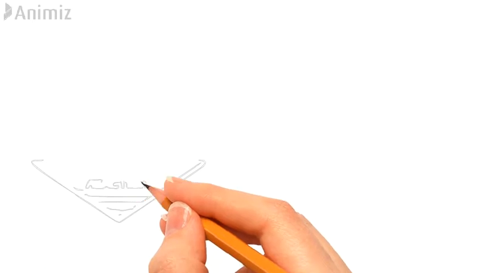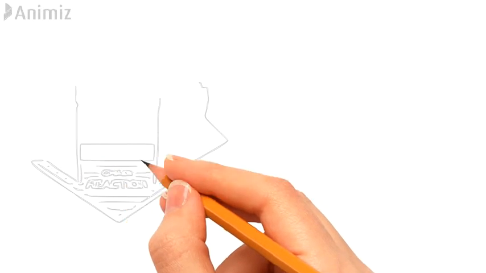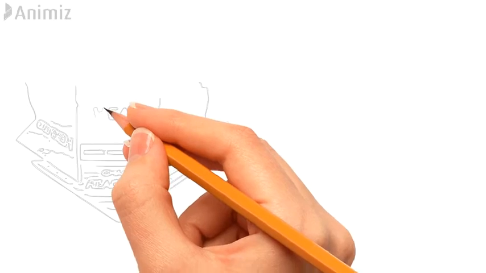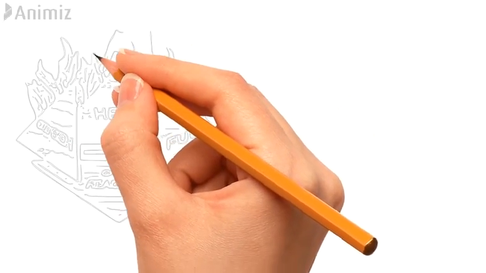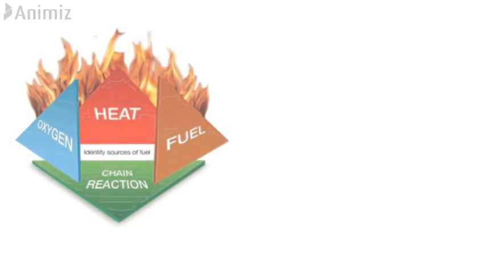Oxygen, heat and fuel are frequently referred to as the elements of the fire triangle, and if you add the fourth element, the chemical reaction, you actually have a fire tetrahedron. The important thing to remember is that if you take any one of these four things away, you will not have a fire, or the fire can be extinguished.